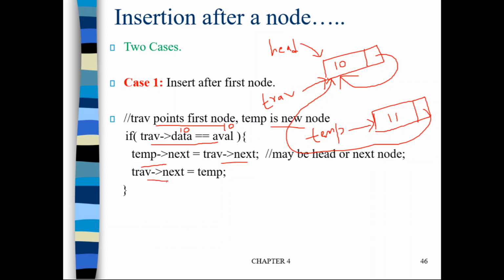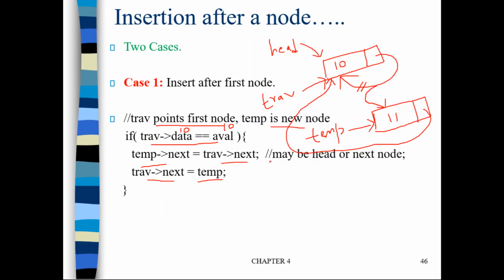Then we say traverse arrow next is equal to temp. So this is traverse arrow next, and now this link will be broken. This is no more pointing to itself, rather now it is pointing to temp. So now this becomes the first node and this becomes the second node. The second node's next is pointing to null. So you may ask, why here can we also not write temp arrow next equal to head?